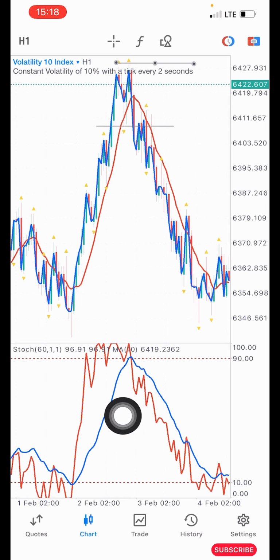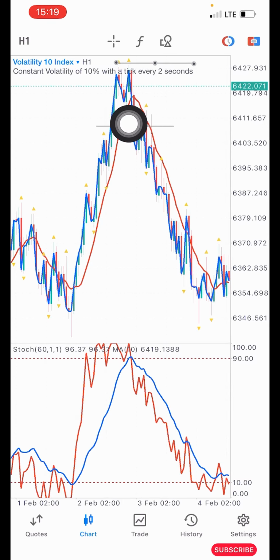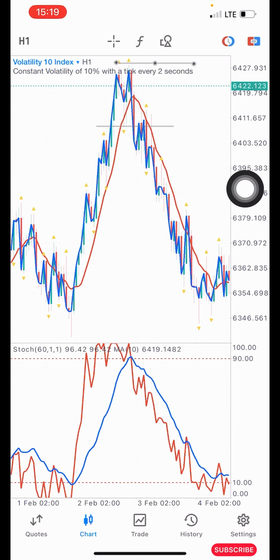So first thing, you want to allow the blue line to get to the overbought level. Secondly, the red must cross below the blue. Then thirdly, you want to see that the candlestick must close below the most recent structure here. Once you see all these conditions being met, you go in for your sell. That's how simple it is. So this is a sell example of this strategy.